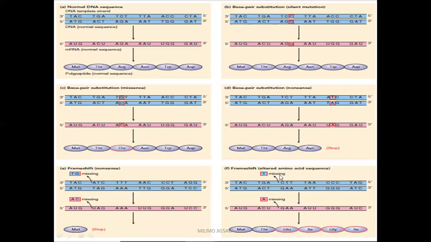Frameshift mutations can also cause premature termination of translation because 3 in 64 codons are stop codons, which represents a high probability in the sequence that has been randomized by the frameshift. So frameshift mutations can also lead to premature termination of translation.